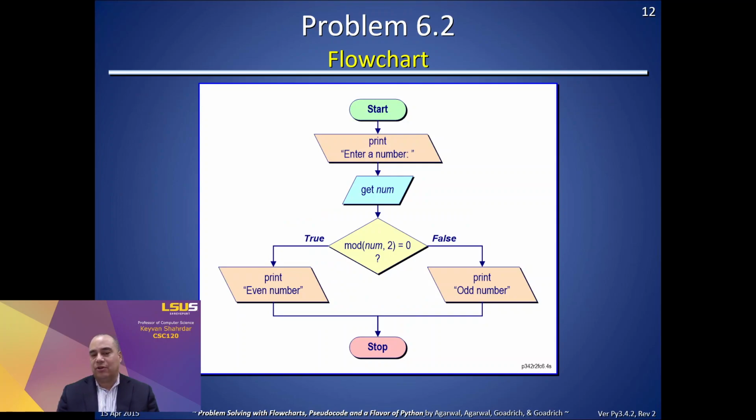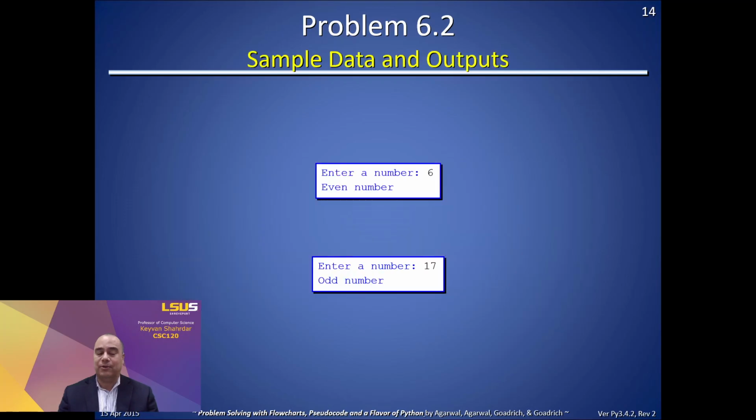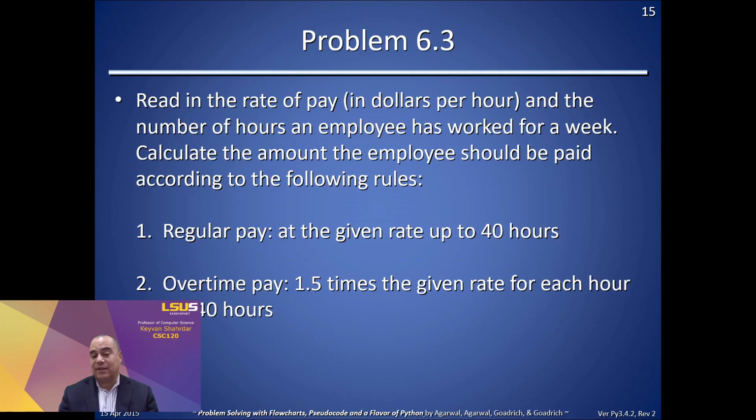And this is how the flowchart looks. Print enter a num, get num, and you check num mod 2 equals 0. If it's true, it's an even number. If it's false, it's an odd number. And this is how it would look in Python. You'd say if num mod 2, and that's the percentage sign, equals 0. That means, is there a remainder? If there's no remainder, or if the remainder is 0, then it's an even number. Else, it's an odd number. So if you enter 6, it's going to say even number. If you enter 17, it's going to say it's an odd number.